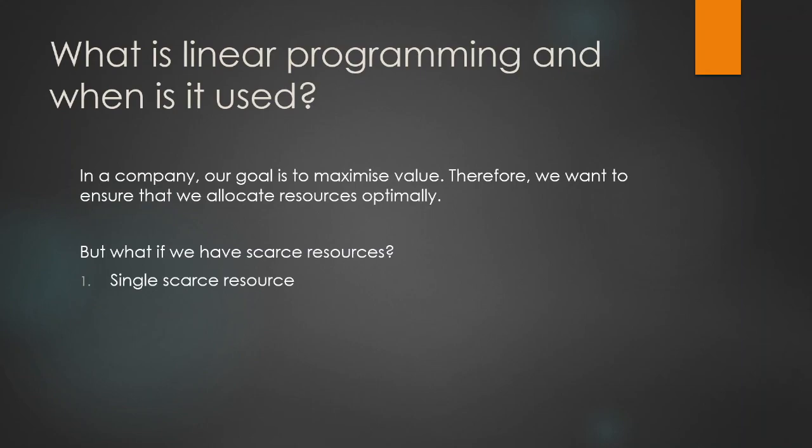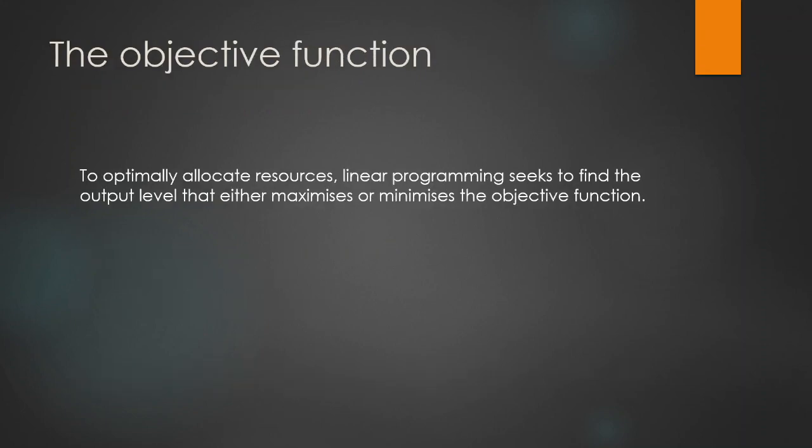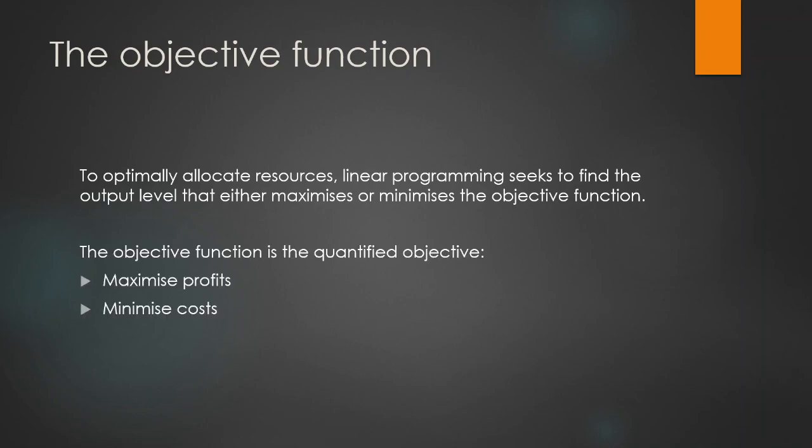Now, this process is fine if we have a single scarce resource, but what if we have multiple scarce resources? This is where linear programming techniques come in. Linear programming is a mathematical technique that management accountants can use to optimally allocate resources. Now, to achieve the optimal allocation of resources, we first need to understand the concept of an objective function. The objective function is the quantification of our goals or objective. This would be to either maximize the profits from the resource allocation or to minimize costs.